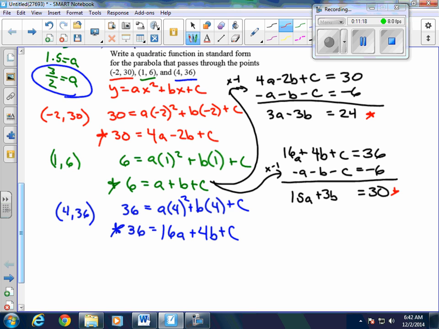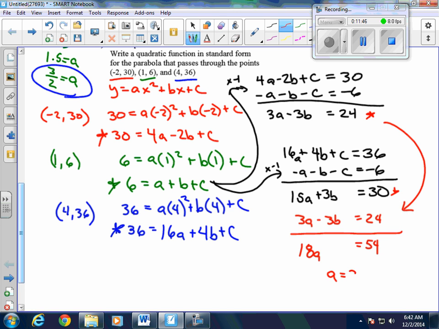one of those. Well, if we look at that, if we just bring this one down here, the b's are going to cancel out. So this is 3a minus 3b equals 24. We add those up. We're going to get 18a equals 54. Then our goal is to solve for a. So if we take 54 divided by 18, we're going to get 3. So a is 3.